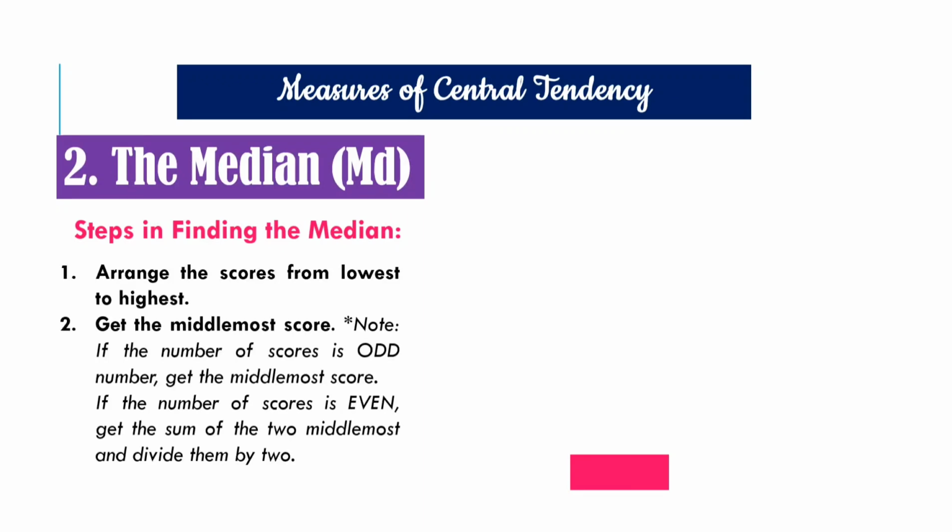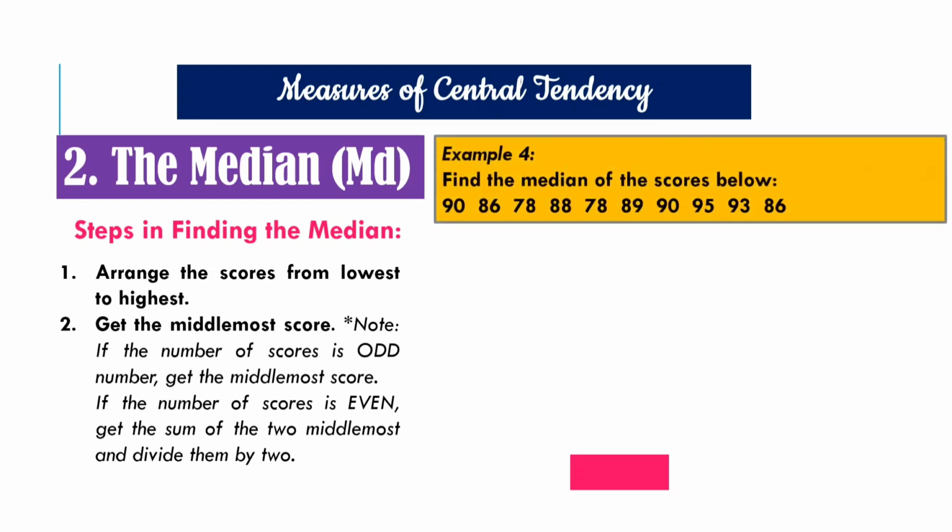The second measure of central tendency is the median. Here are the steps in finding the median. First, we arrange the scores from lowest to highest, and then after that, we get the middlemost score. Take note that if the number of scores is odd, we simply get the middlemost score. However, if the number of scores is even, we have to find the average of the two middlemost numbers. Let's look at the examples.